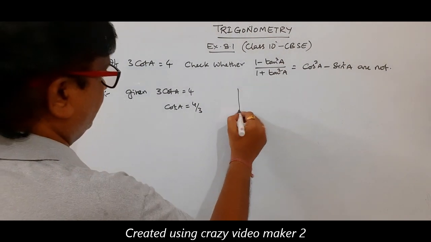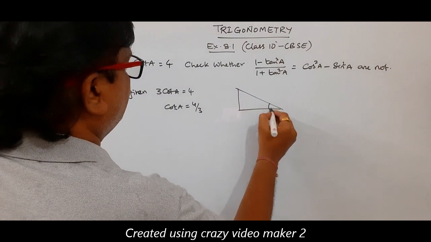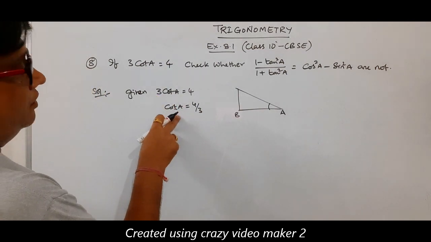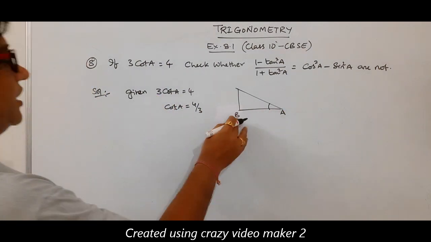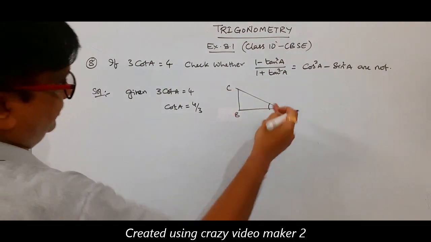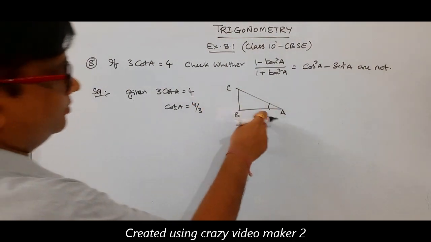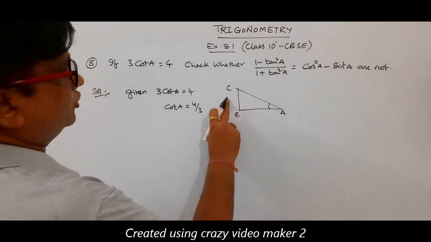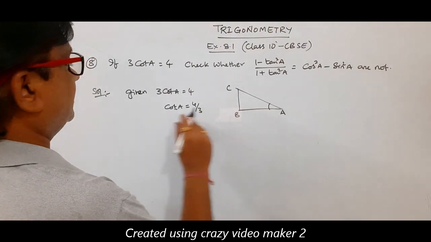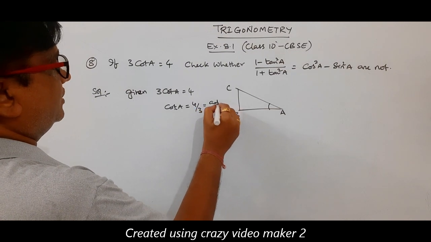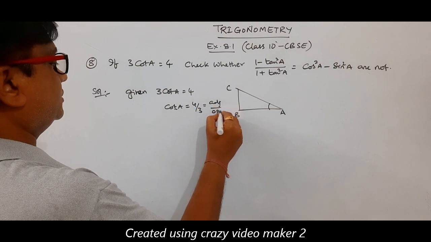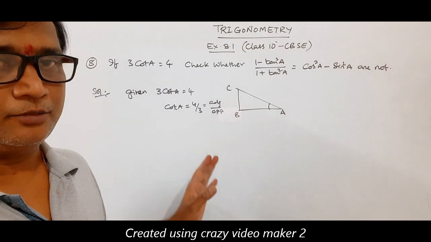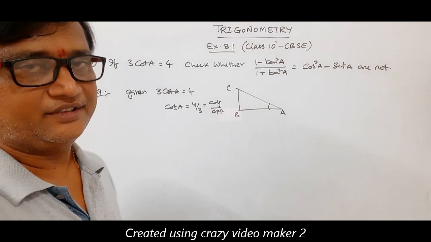That means draw a triangle. This is A, B, because already it is A, and cot A is given. That's why you take A, B, C. Since A is here, opposite and adjacent will be there like this. So this is adjacent. What is cot A? Adjacent by opposite. In this exercise we are going to write adjacent by opposite, opposite by adjacent, everything.